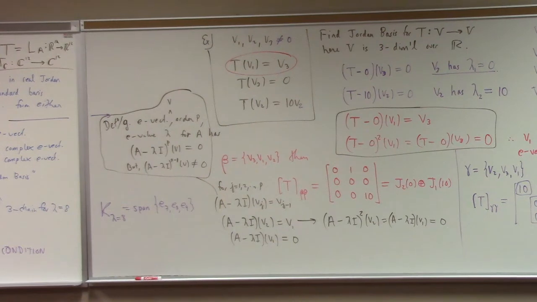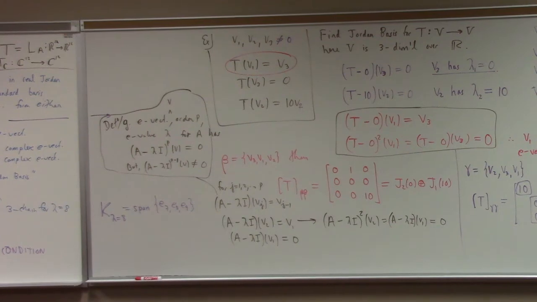Like here, if we looked at a very unlucky 4 by 4 Jordan block with eigenvalue 13, this would give you a chain E1, E2, E3, E4.